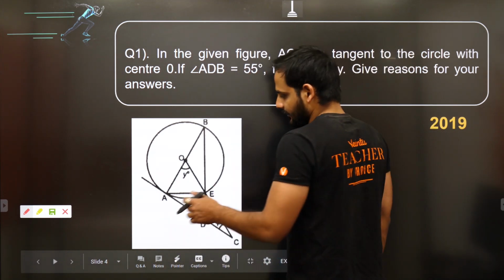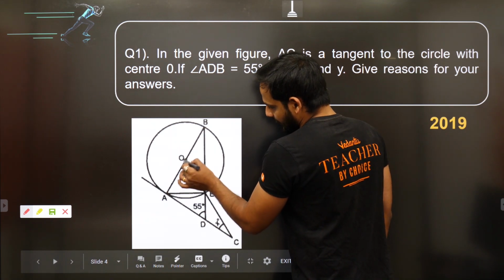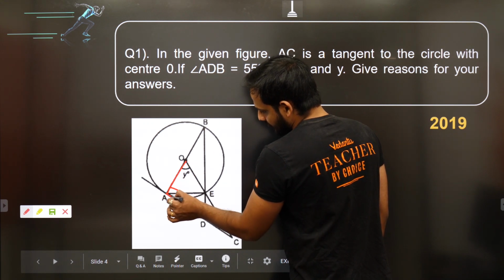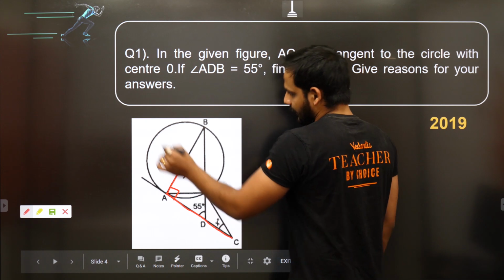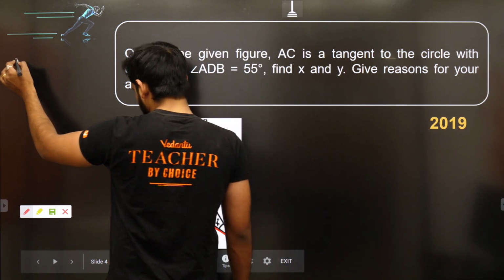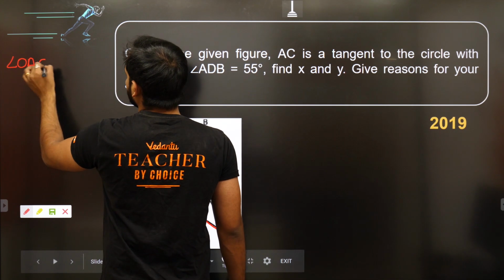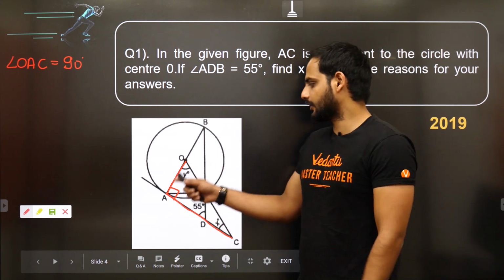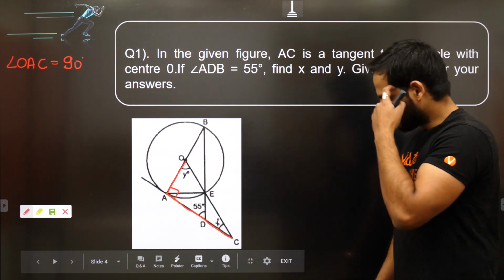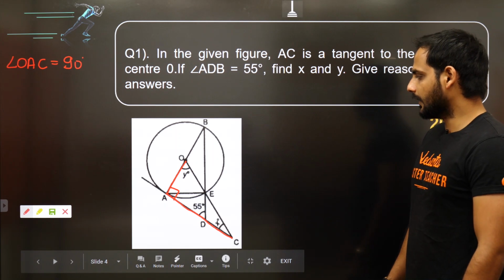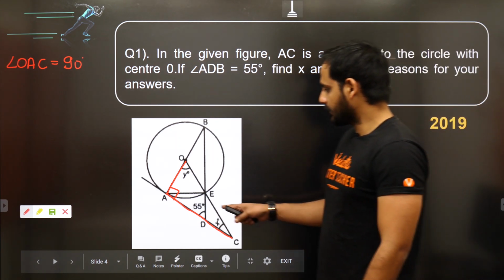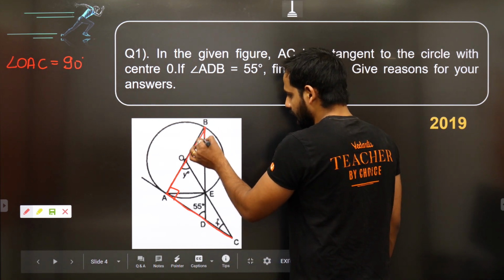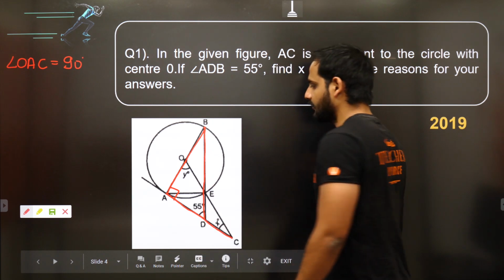So beta, first thing I can say, since it is a tangent, this angle has to be 90 degrees, right? So the first thing I know is angle OAC is equal to 90 degrees, because the radius at the point of contact is perpendicular to the tangent. Now understand this thing here: they have given this angle as 55 degrees, and this angle is 90 degrees. So let's take this big triangle.